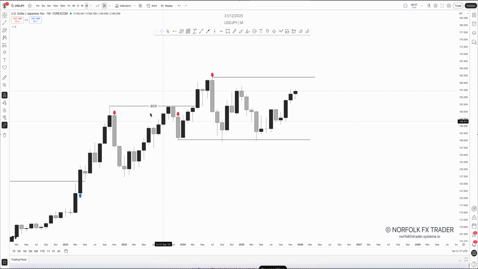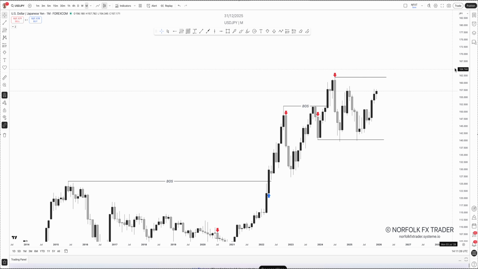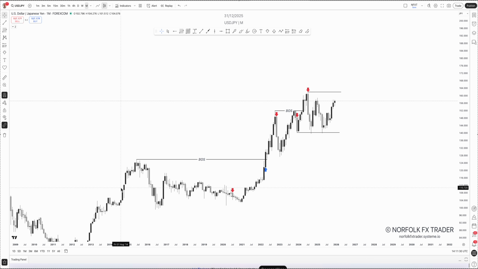We've got our high, our low, and our break of structure. What you're looking for now is price to stay within this range, and you're looking for your potential entries here. So that is your structure. You can see this is how easy it is to apply this structure onto the monthly time frame.